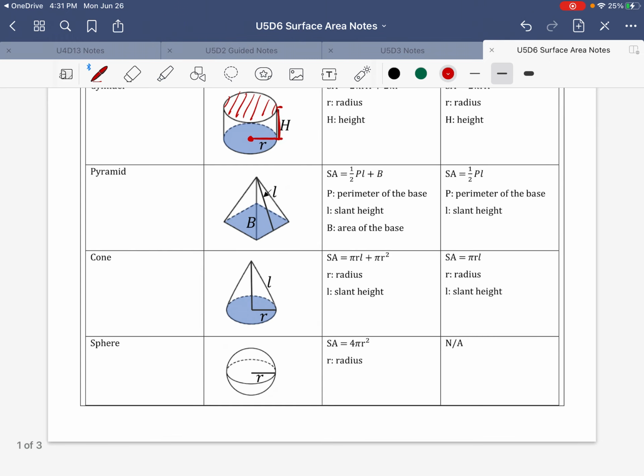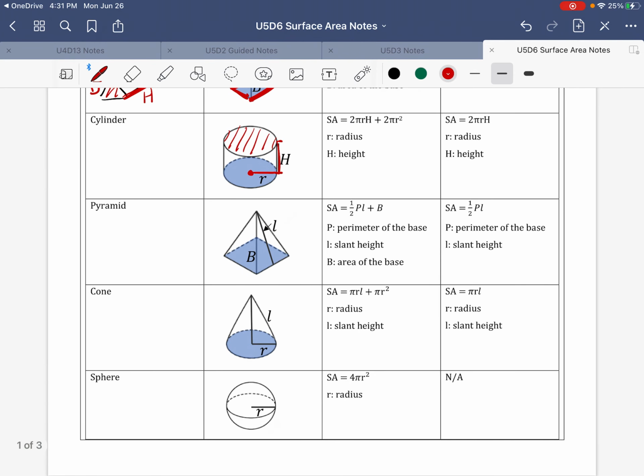When we talk about a pyramid, we're going to use the equation 1/2 PL plus B, where P represents the perimeter of our base. So again, we're going to be adding up the sides of the base times L, which represents the slant height. Now the slant height is going across the face of one of the faces of our pyramid. So you can imagine that there is the height that goes through the center of the pyramid, and your slant height goes across the outside edge, okay?